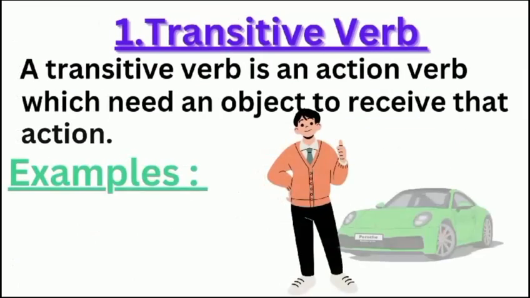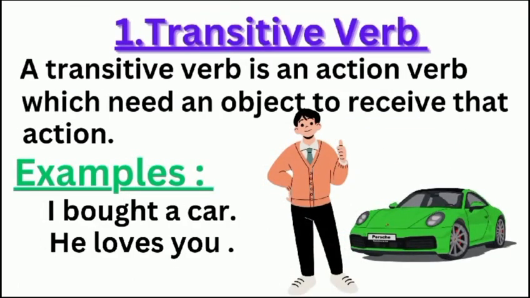1 transitive verb. A transitive verb is an action verb which needs an object to receive that action. Examples: I bought a car. He loves you. In the given sentences, bought and loves are transitive verbs.